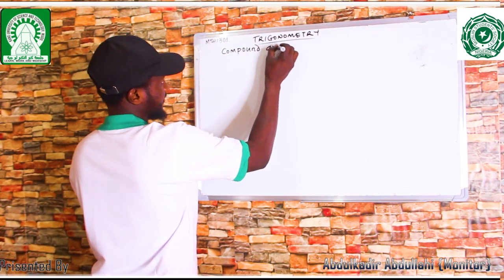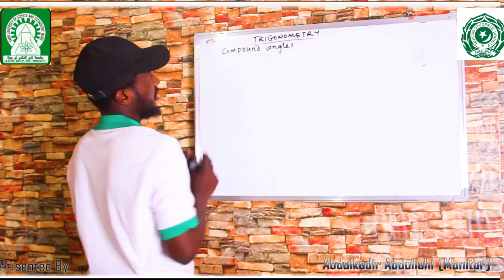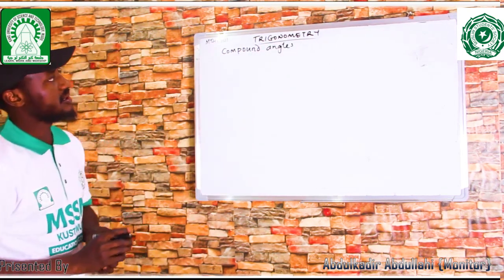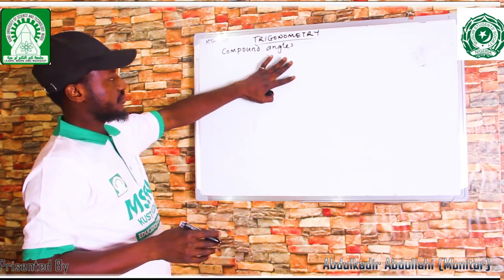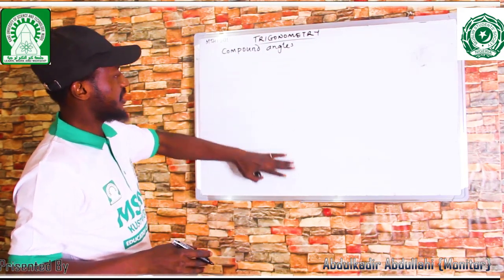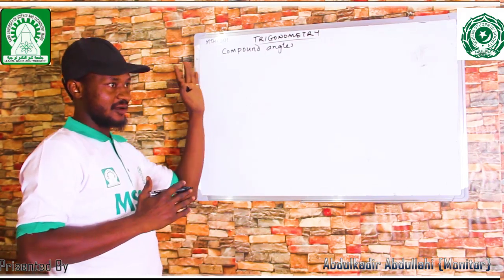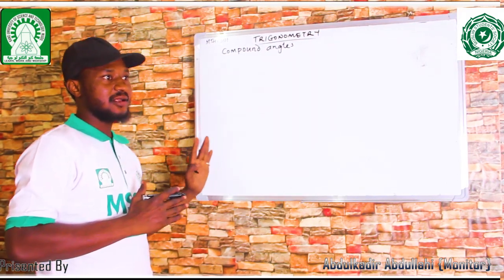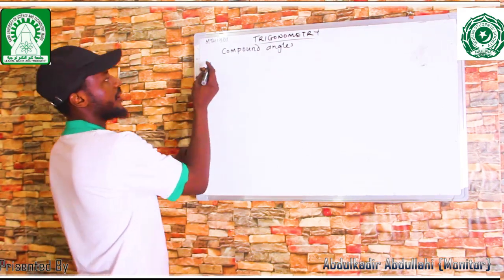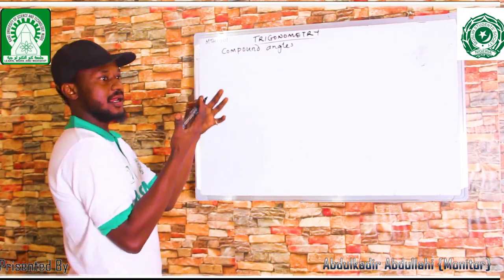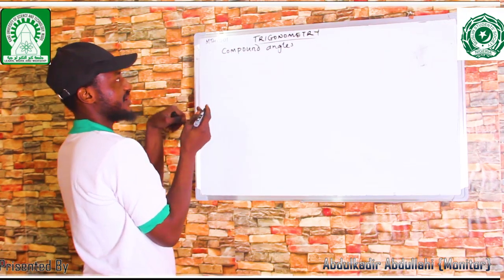Compound angles. Compound means double. To save time, I will just list the compound angles we have together with their definition, which is very important. Compound means when you are having two angles. Let's assume we are having two angles A and B.